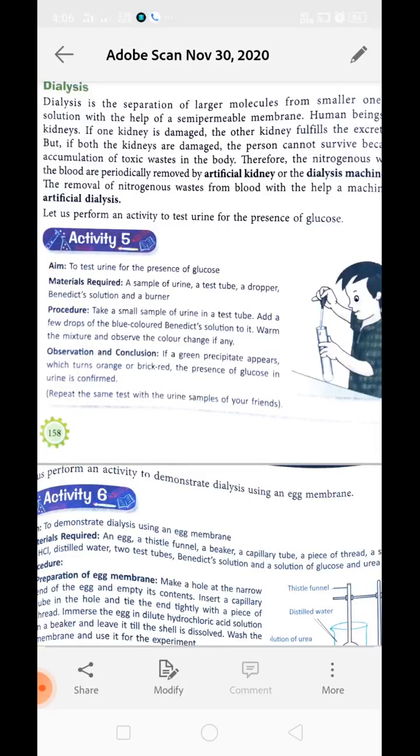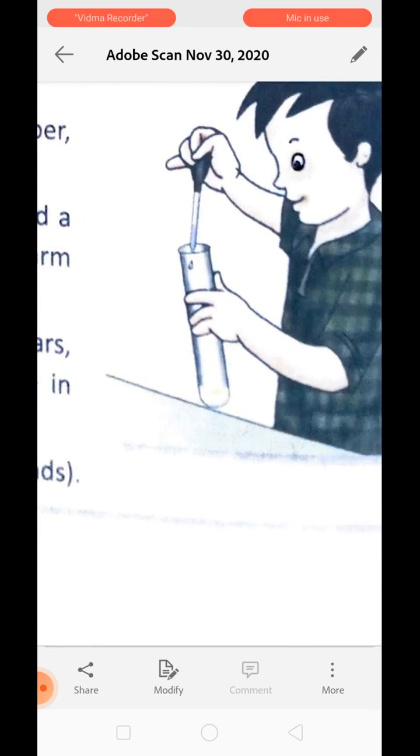Start with activity 5, in which we are going to test a sample of urine for the presence of glucose. To perform this activity, we need a sample of urine, a test tube, a burner, a dropper, and Benedict solution. We keep some urine sample in a test tube, and then we add Benedict solution to it. Then warm it properly.